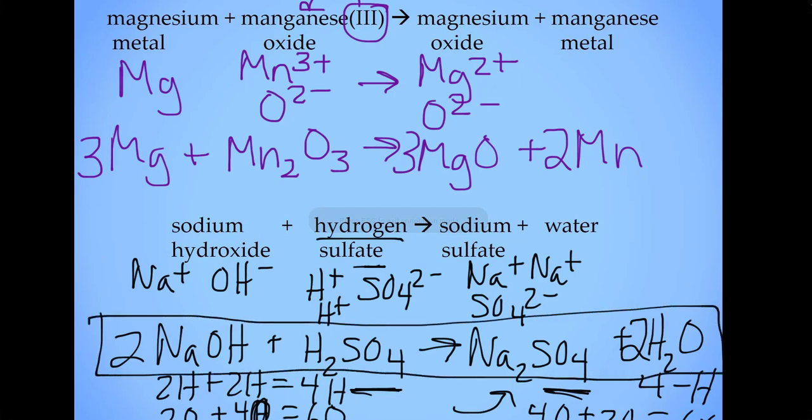Okay, so notice when I balance, I use the larger numbers that go in front of the whole compound. The little subscripted numbers, those are for when you're putting the molecule together and you're saying you need more than one of an element or a polyatomic ion.